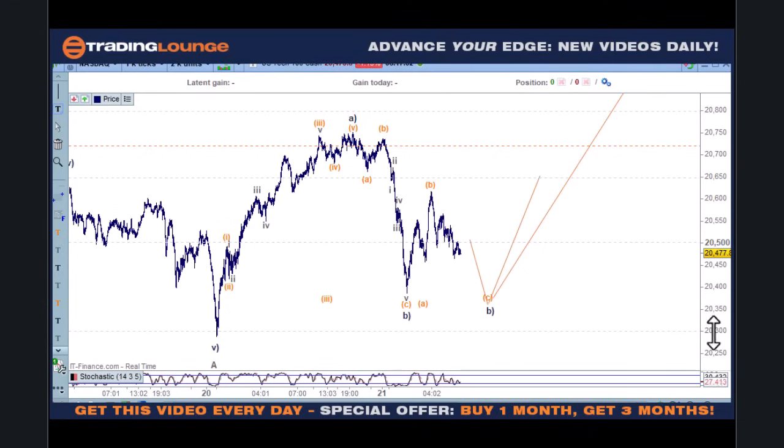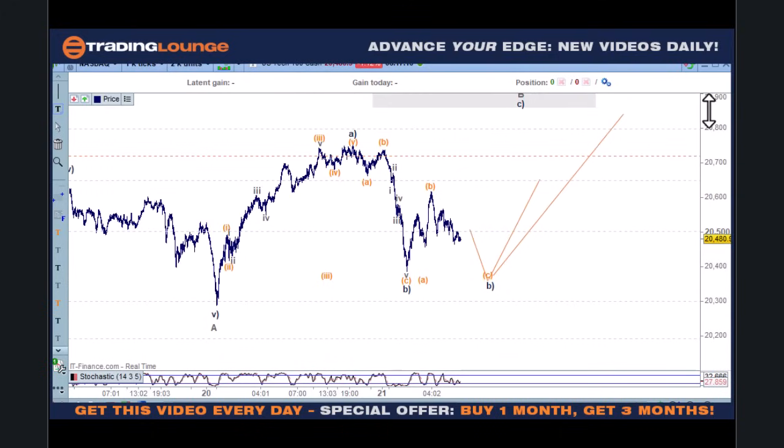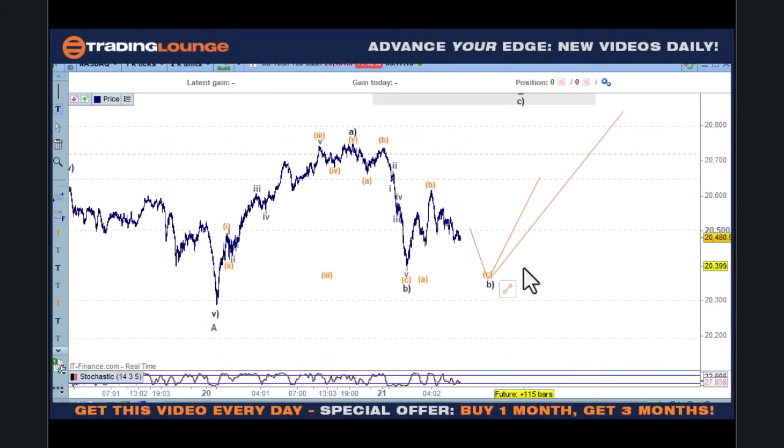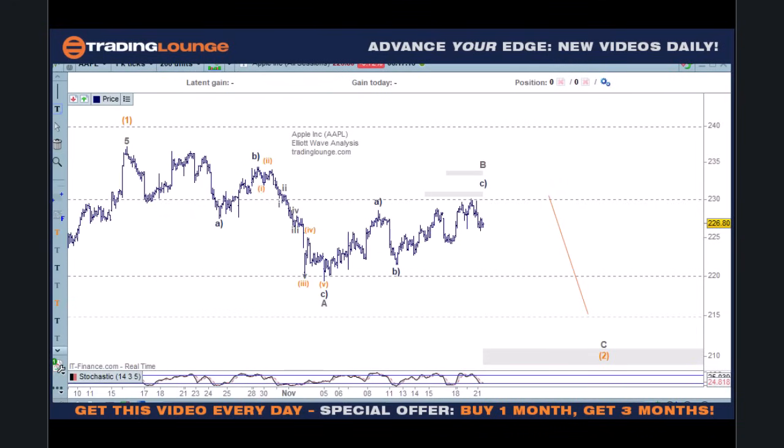So there's a few things that can happen here. We're in this B wave up here, but we're also in this B wave here. And B waves are a bit like wave 4s. They can get rather complicated. They're not always simple. So we just need to be a little bit cautious on that. Okay, let's go and have a look at stocks. So not much change.